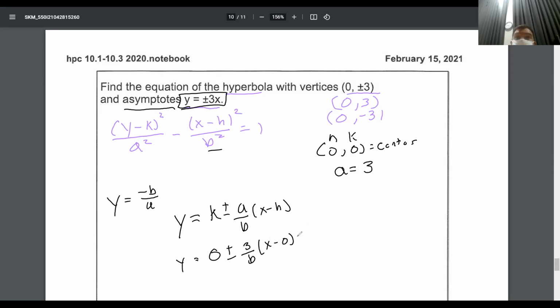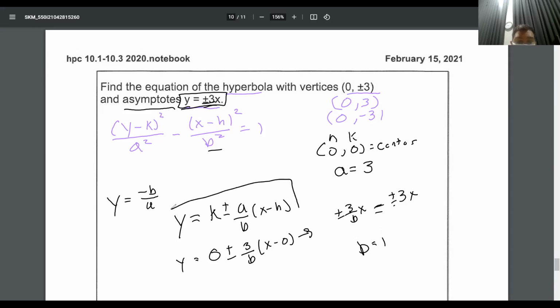So then we're going to simplify this. Wait a second. It's plus or minus 3x over b. And it has to equal this thing over here, which is plus or minus 3x. So what must B be? 1. So B has to be 1 in order for this to work. If it didn't work like that, you could do some algebra to solve it out. But it is going to be 1.